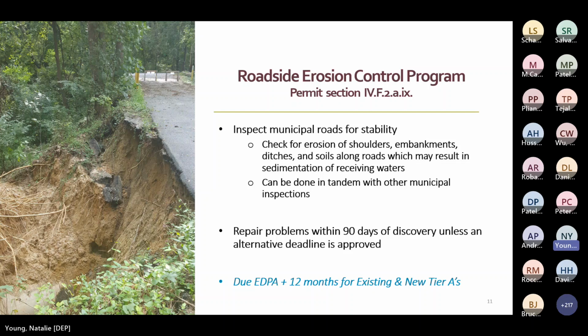Erosion checks can be done while performing other stormwater inspections, so you don't need to schedule an additional trip to do this. If problems are identified, we allow 3 months to address it unless another time frame is authorized by the department.